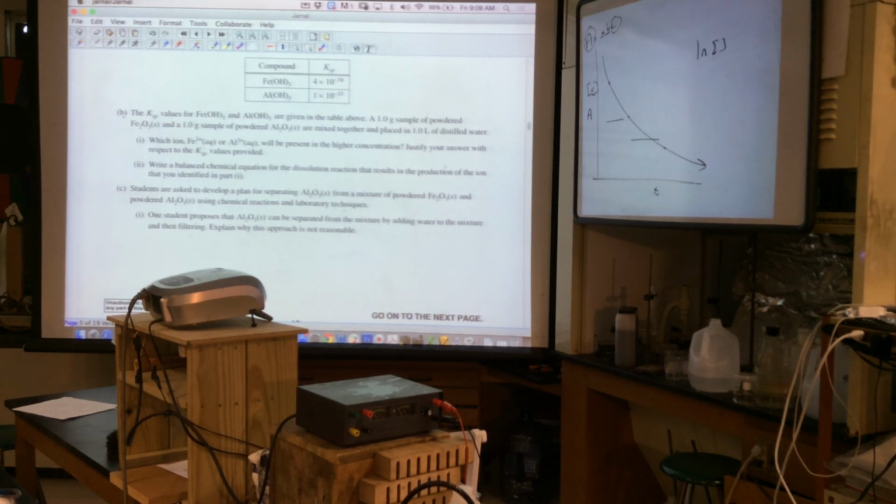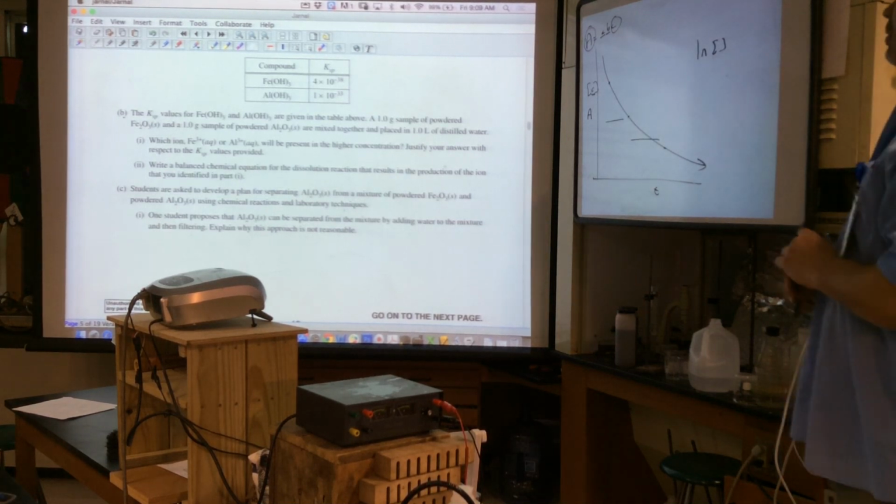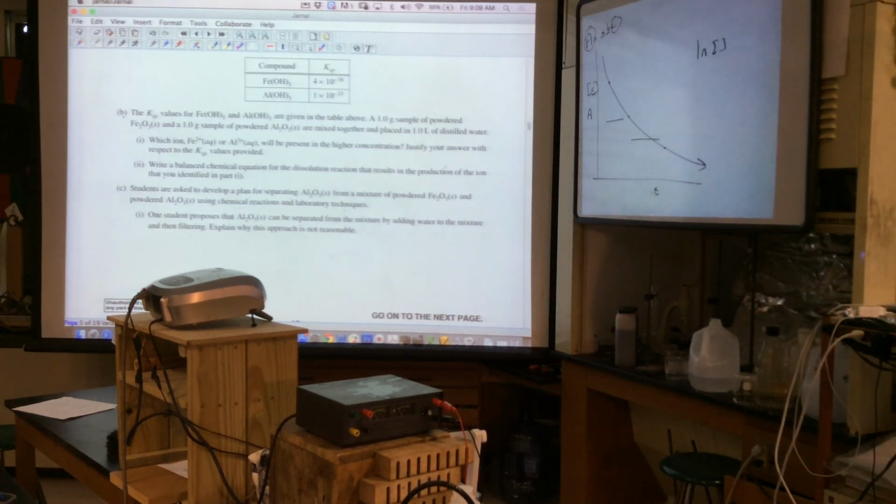In any case, write a balanced chemical equation. Now this was bad because people didn't know what dissolution meant. Okay, dissolution means mixed with water. I did just assume, I thought it was distilled. I didn't even read it right. No, so all this means is you're putting it in water.